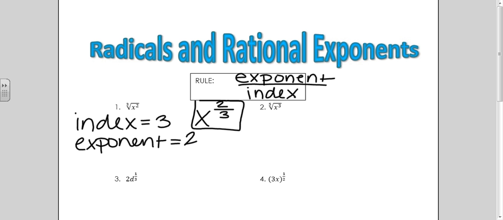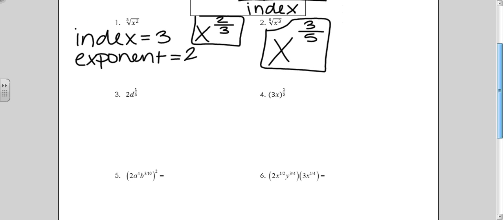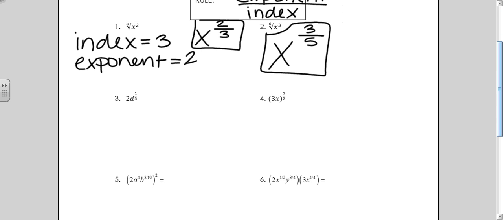And number 2, we have x to our exponent, which is 3, and our index, which is 5. And that's a rational exponent. When we look at number 3, we've got 2d to the 1/3. So we want to put it in radical form. If we see, it's not 2d to the 1/3. It's only d to the 1/3.